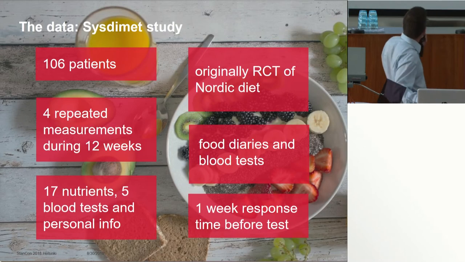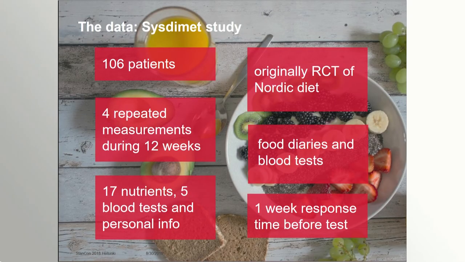But for this example, I'm using a bit older study, a systemic study. You can Google it if you like. It originally is a randomized controlled trial to study the effects of the Nordic diet, with whole grain, fish and blueberries. But those control groups are not interesting in this case because we are assuming that all the patients in the study are responding to the food in the same way. So we have 106 patients in the group, and we have four repeated measurements during 12 weeks of the study. I've picked 17 different nutrients and some personal information and the blood tests concerning insulin, glucose, and cholesterol, the typical things you might think of. In the data, we have the food diaries that the patients have been typing and the blood tests that have been taken a week after those food diary observations.